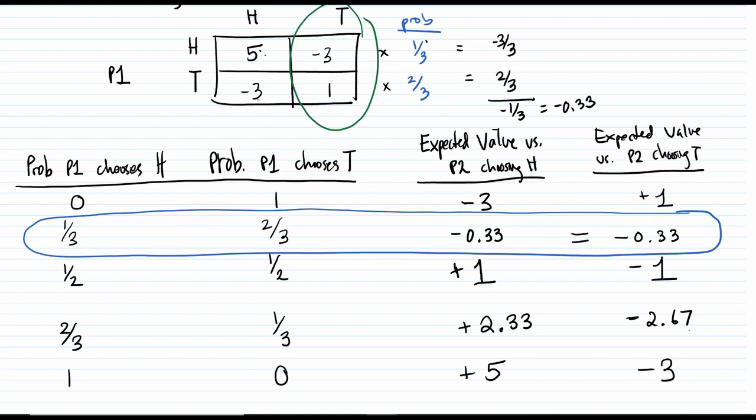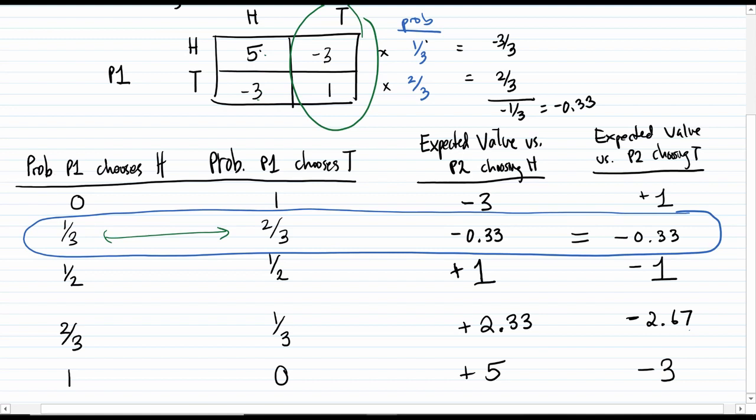And so hold on. This is saying that it doesn't matter whether they play heads or tails, I'm going to get the same payoff. So what's the conclusion here? I can guarantee myself an expected value of negative 0.33 no matter what player 2 chooses, heads or tails, if I decide to use this split of 1/3 and 2/3.